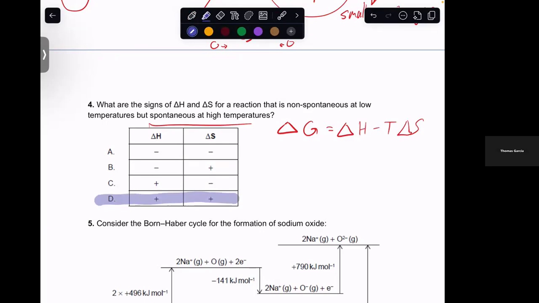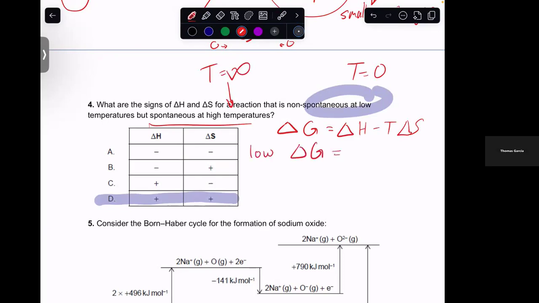A nice way to think about it, and a different way to think about it before, is if we look at low temperature, let's just assume T equals 0. And at high temperature, we can assume T equals infinity. So at low temperature, when T equals 0, delta G equals delta H. And this becomes 0. So in this case, if delta H is positive, therefore delta G is also positive. So that's non-spontaneous at low temperature.